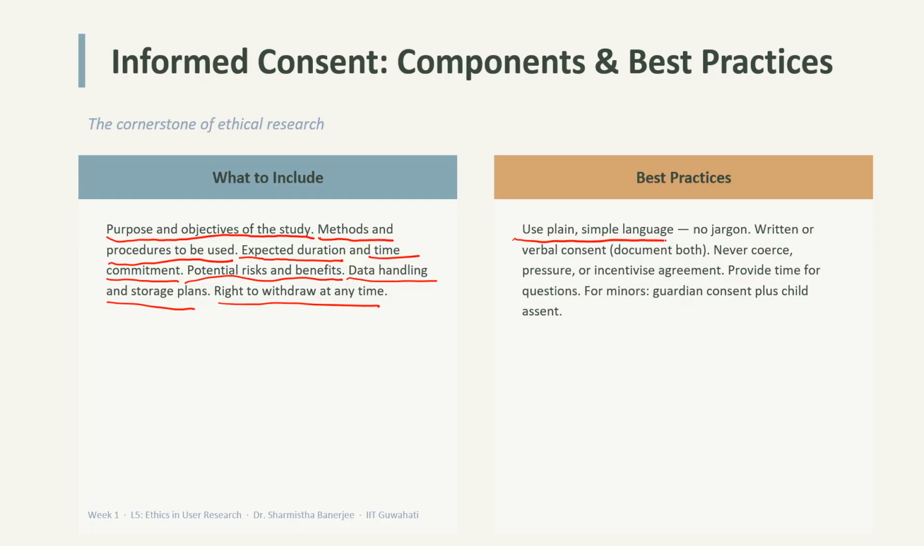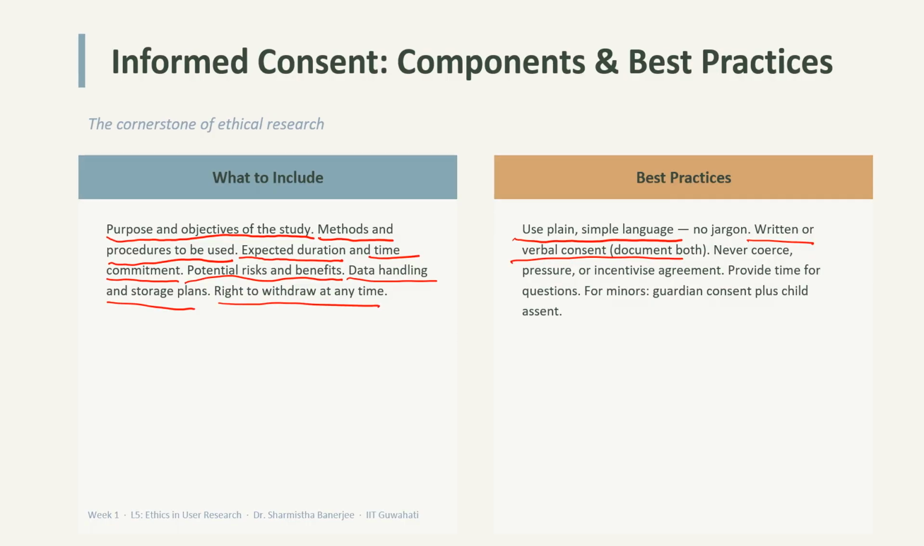So the best practice in this case is to use plain and simple language. Do not use jargon. It can be written or verbal consent, and either of them should be documented. If you are going to do verbal, then you should have the document from which you are going to read, so that you can ensure that you read the same thing to every participant. Never coerce your participants. Never pressurize them. Also, do not incentivize them with certain kinds of agreements. Provide time for questions. For minors, guardians' consent is needed, plus the child has to also give assent, saying yes, I want to participate in your research, and not that my parents forced me, so I have to do it.